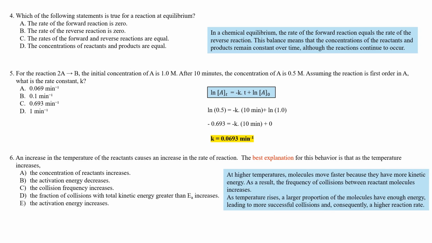At higher temperature, molecules move faster because they have more kinetic energy. As a result, the frequency of collisions increases. Therefore, when temperature rises, a larger proportion of molecules have enough energy to overcome the activation energy barrier. They are also leading to more successful collisions. Therefore, the reaction rate increases.